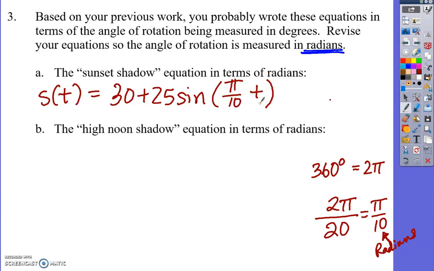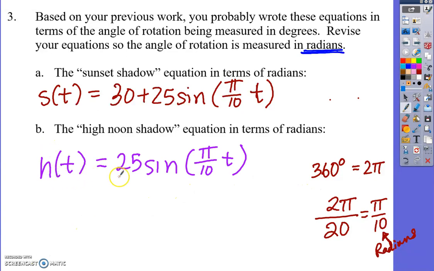I would like you to try to do this high noon shadow in terms of radians. Go ahead and pause the video. Look back at what you wrote for number 2 and see what needs to change. Are you paused? Okay. I get H of t equals 25 times the cosine of pi over 10t. So the only thing that changes in our two equations is what we call the argument, which is now in radians.